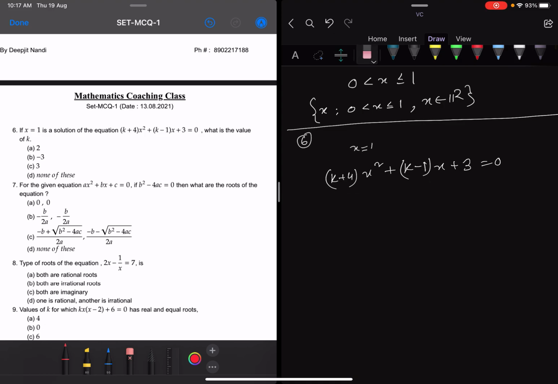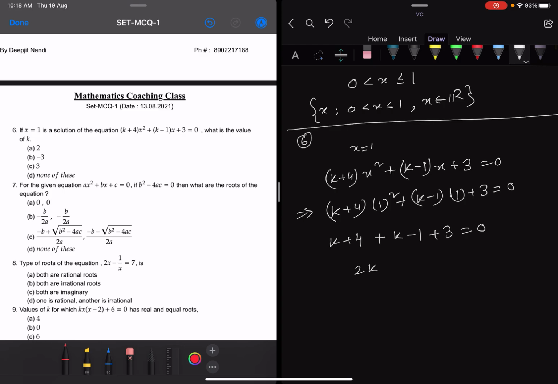That means if we put the value 1 in the place of x, it will be satisfied. Satisfied means both parts will be equal, that means the left side is equal to the right side. So we can put x equals 1 there: (k + 4) × 1² + (k − 1) × 1 + 3 equals 0. Because 1 square is 1, that is k + 4 + k − 1 + 3 equals 0.